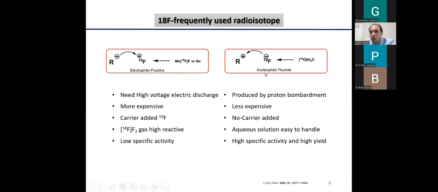In the case of nucleophilic F18, we can produce it in a cyclotron, as I said previously, by bombarding with a high-energy proton beam. It is also less expensive because we are using commercially available O18-containing water to produce this. We need not add any extra carrier like F2 gas. This F18 will be present in water in liquid form, so we can easily handle it for the reaction, which gives high-yielding reactions.